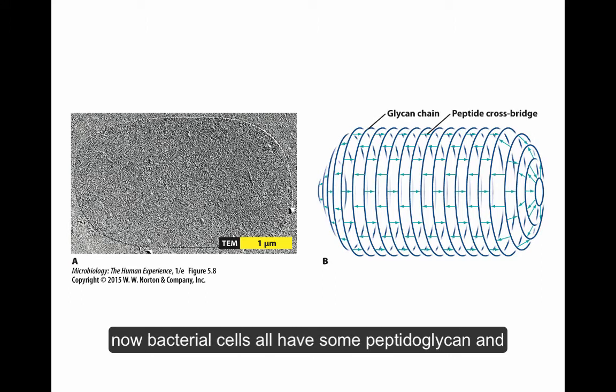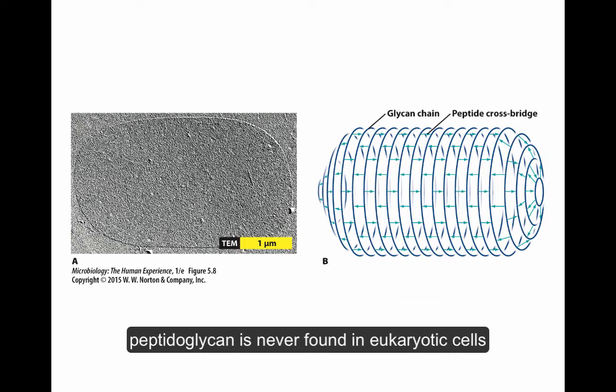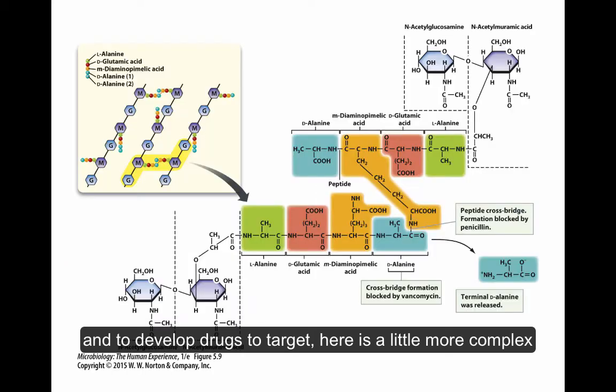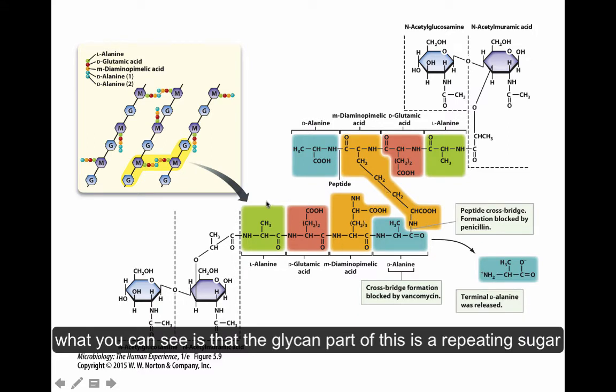Now, bacterial cells all have some peptidoglycan, and we'll learn in a minute that some cells have more peptidoglycan than others. Peptidoglycan is never found in eukaryotic cells. So it becomes a very important molecule for us to study, understand, and to develop drugs to target. Here's a little more complex diagram, and you're not responsible for knowing all these chemical structures, but what you can see is that the glycan part of this is a repeating sugar.